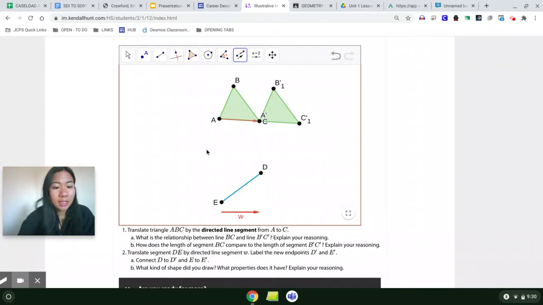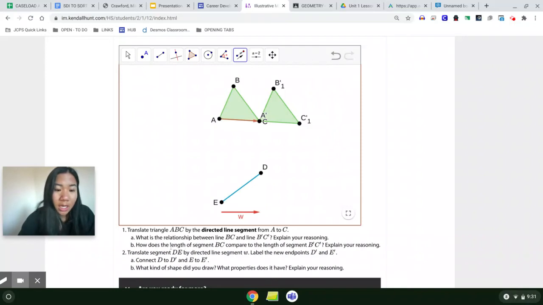So how does the length of segment BC compare to the length of segment B prime C prime? Explain the reasoning. Same thing. I'm not going to pause this video because I'm going to keep it kind of short, but the line segments have to be the same length because they're from the same original points.